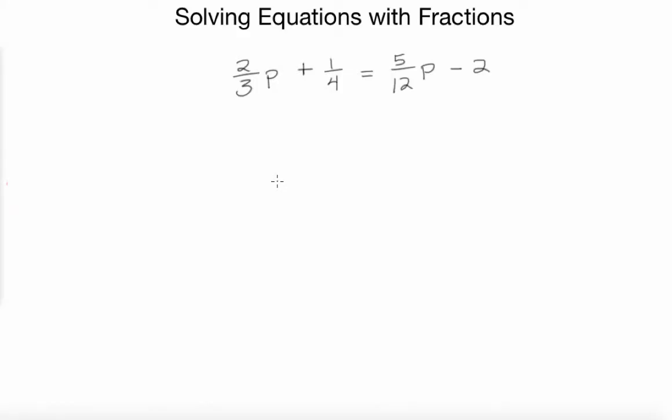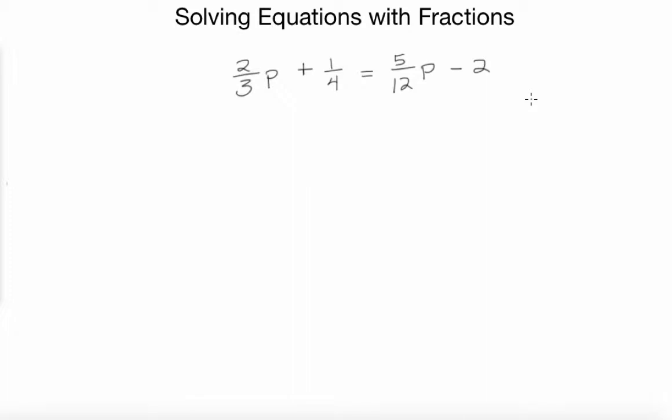Alright, so I wanted to take some time specifically to go over dealing with fractions and some alternative ways to deal with fractions when you're solving equations. That kind of uses the power of algebra for you. So take a look here. I got 2/3 times p plus 1/4 equals 5/12 times p minus 2. We have a lot of fractions involved.